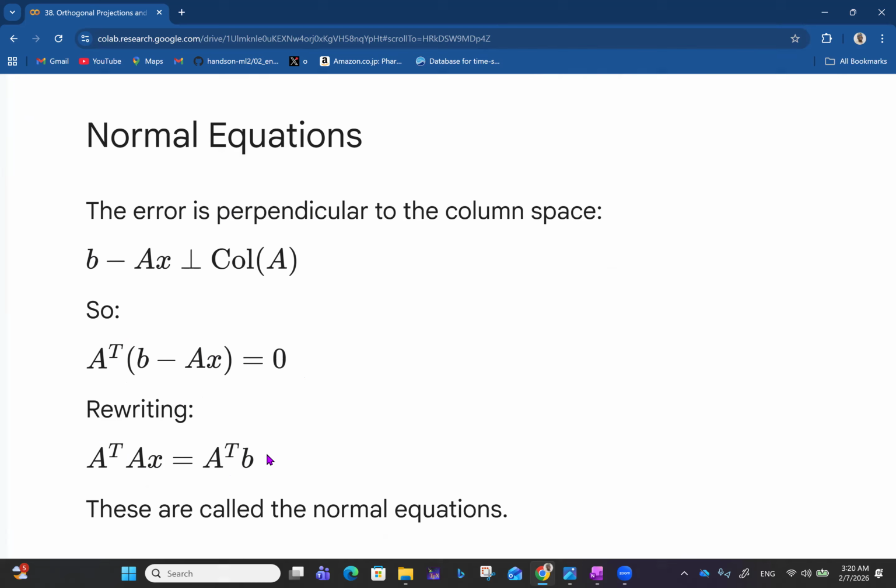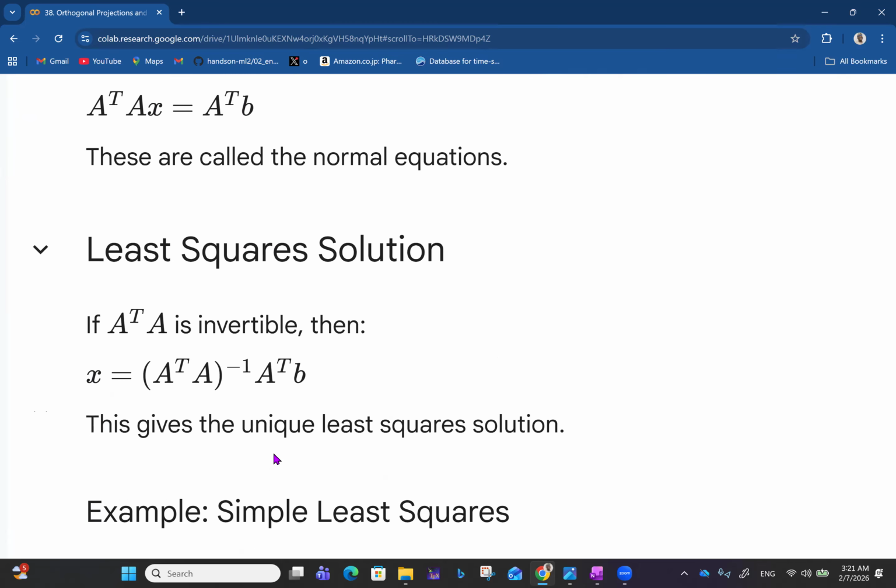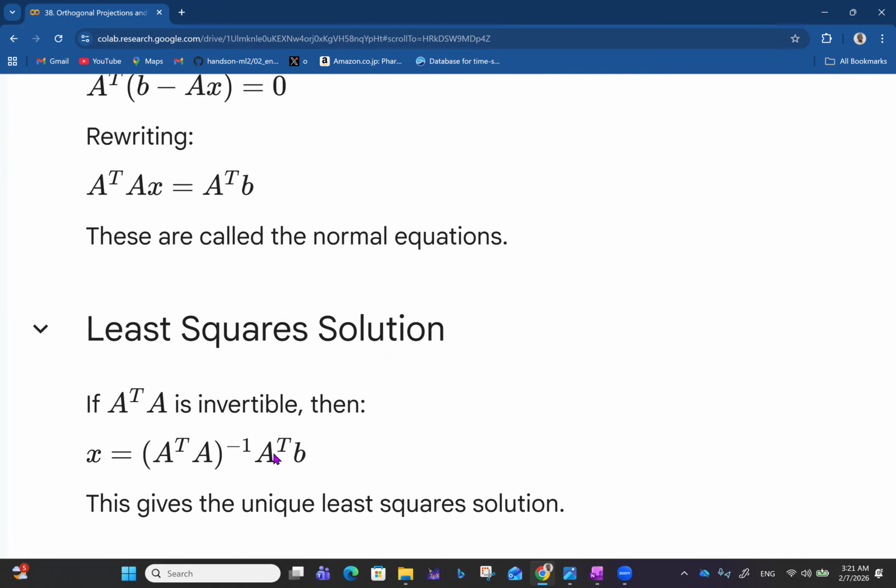So A transpose A X equals A transpose B. That's the normal equation, and then we have the least squares solution. If A transpose A is invertible, that is, if we can take the inverse of A transpose A, we can take the inverse of both sides. The A transpose A inverse comes to this side and cancels this side. So X itself will now be A transpose A inverse multiplied by A transpose B. So this gives the unique least squares solution.